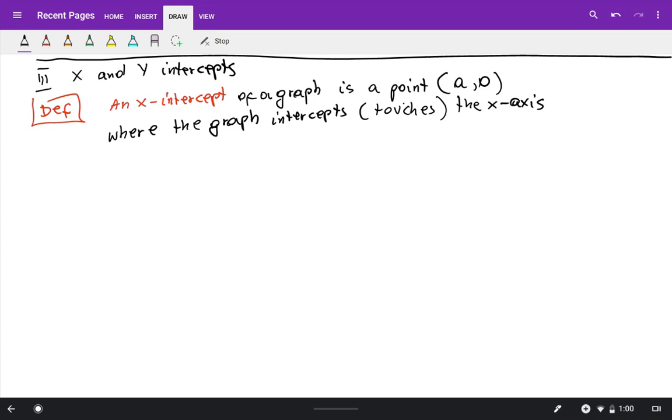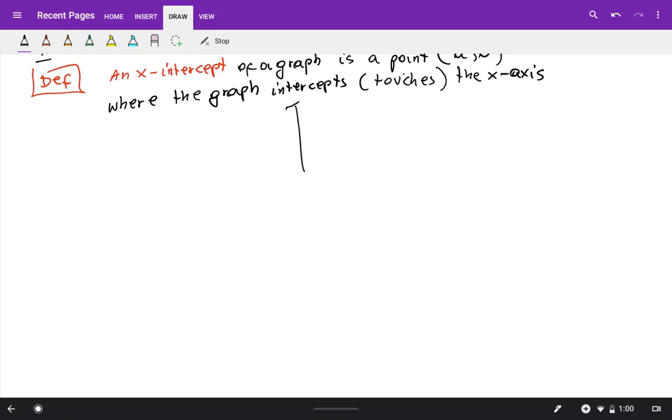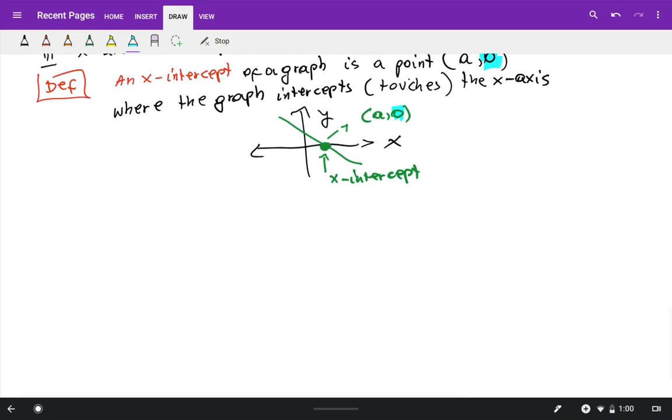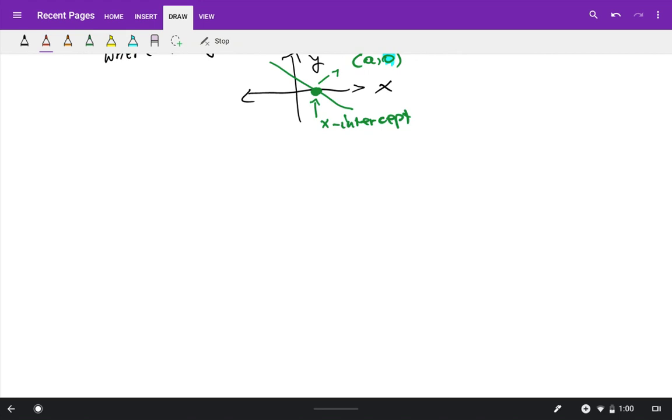So the x-intercept, I'll just give you the example. You have the coordinate plane, and let's say you have a graph which looks like this. So this point right here, it's the x-intercept. Okay, so this point has coordinate a comma 0. Like you see, the y coordinate is always going to be 0, and this point represents x-intercept. So always in x-intercept, y coordinate is 0. Remember that.